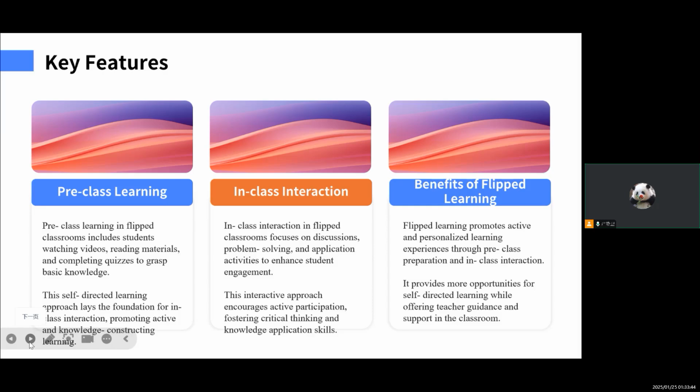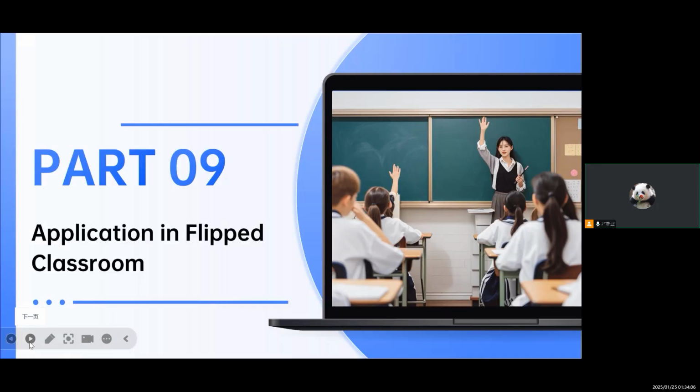The COI model supports this structure by ensuring that social, teaching, and cognitive processes are balanced. This leads to a more engaging and effective learning experience. Let's see how it works in practice. Next, part 9. Application in flipped classroom.